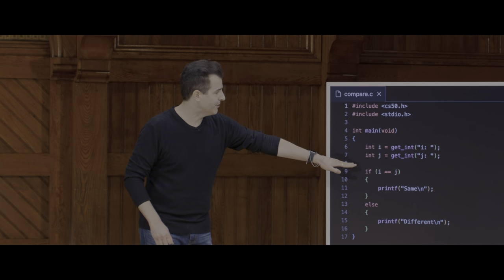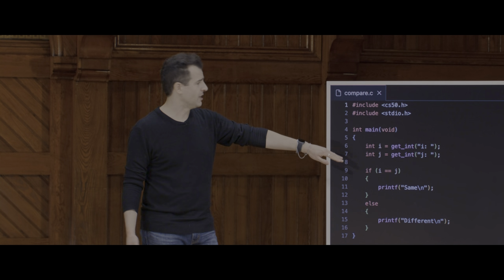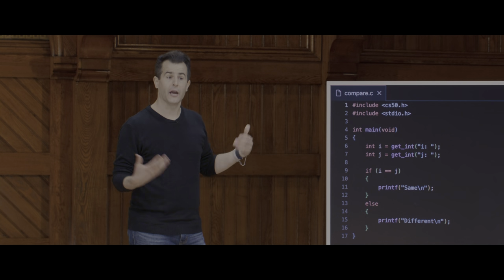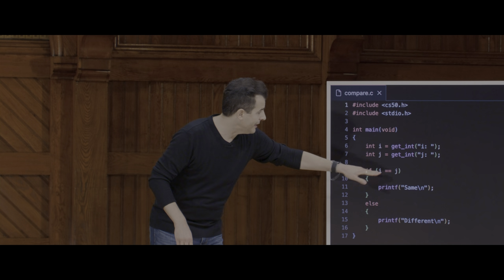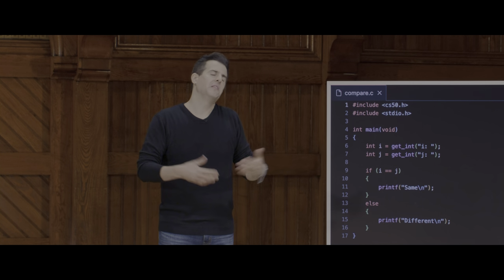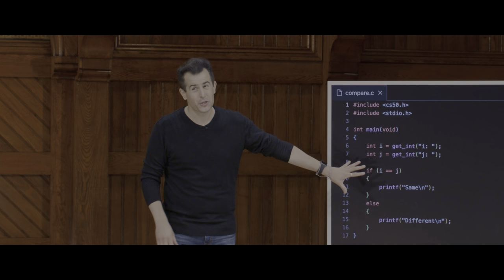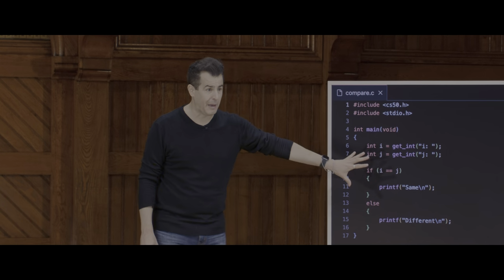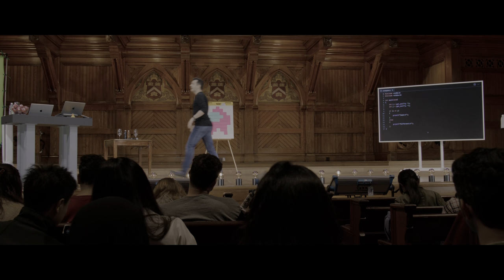So lines 6 and 7. Pretty boring, week one stuff. Get an int called i, get an int called j, and store them in two variables, i and j respectively. If i equals equals j, print out the same, else print out that they're different. Let me just stipulate for time's sake, I'm pretty sure this code is correct. This will get two integers from the human. It will compare them and tell me correctly if they're the same or different.